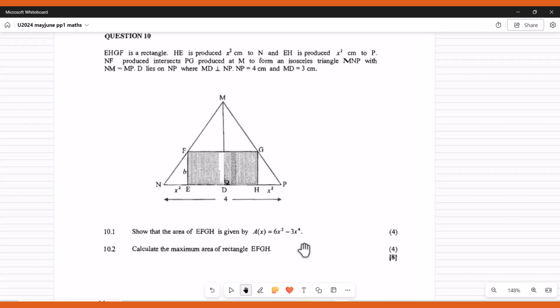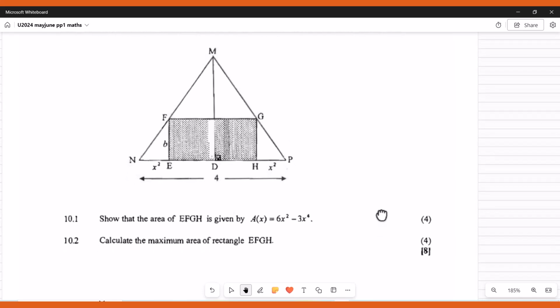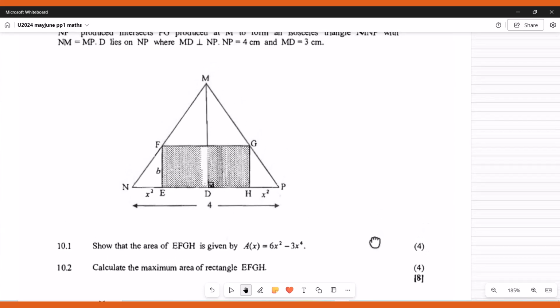Okay, so what do we need? Let me make it a little bit bigger. They say here this isosceles triangle, and this one is being perpendicular. Now what are we supposed to show? So that this area, which is shaded here, is given by this one here. So how do we find area? Area equals length times breadth.